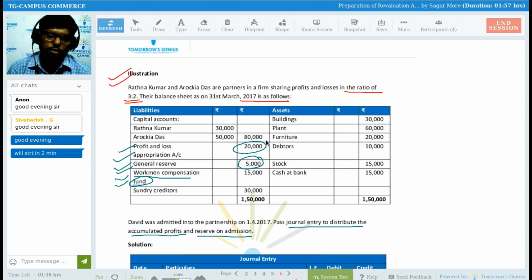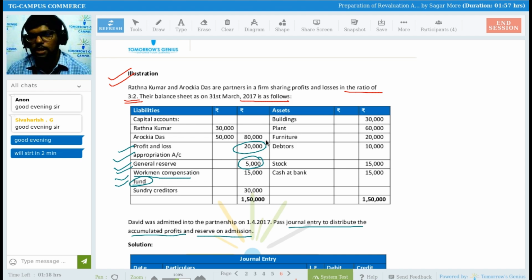And it's also mandatory. If you are running a manufacturing company, it is mandatory by the government that you maintain a compensation fund. Out of every year's profit, you have to transfer some amount towards that fund, right? Now this fund is nothing but a part of your profit only, right?